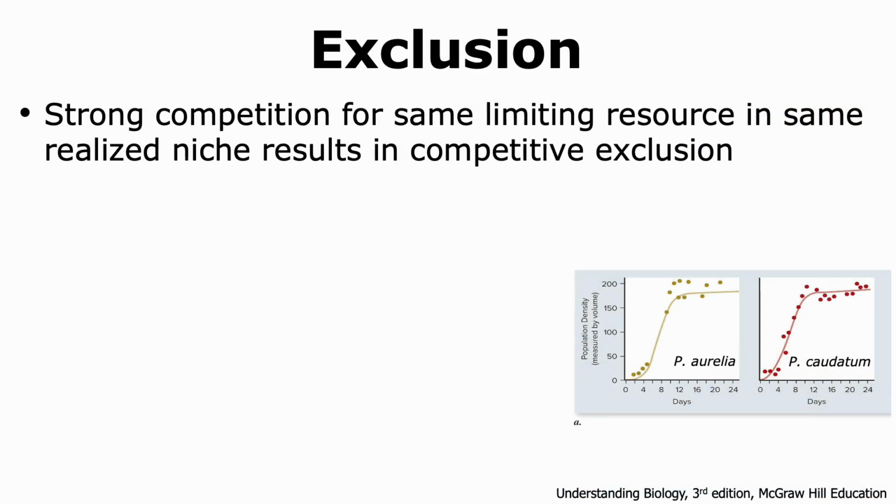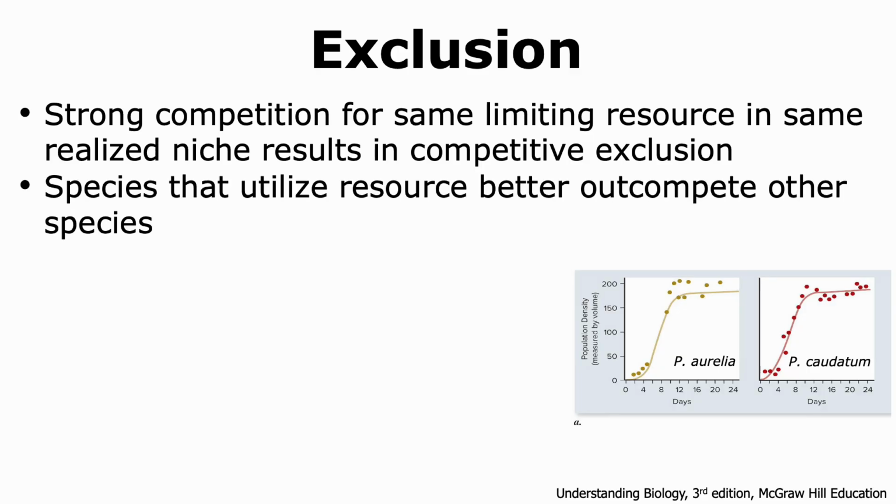When different species compete for the same limiting resource in the same realized niche, it results in a phenomenon called competitive exclusion. In such situations, the species that have the ability to utilize their resources in a much more efficient way will outcompete the other species.